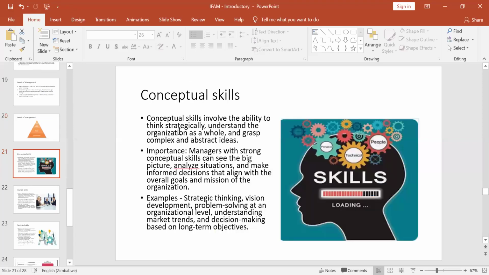So the first skill that you need as a manager is what we call the conceptual skills. Now, the conceptual skills, as you can see from the illustration, these are the skills that have to do with thinking strategically. You must be able to have a holistic view of the organization to be able to see how each part of the organization links with the other. And the importance of this skill is that if a manager has strong conceptual skills, they can see the bigger picture. They can analyze situations. They can make informed decisions. Even from their office, they will be able to make decisions that will impact positively on the whole organization. Then I've put a list for you there of examples of conceptual skills.